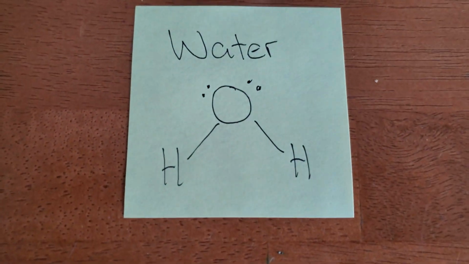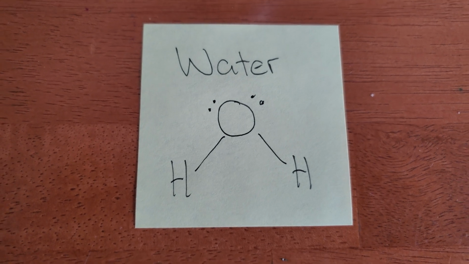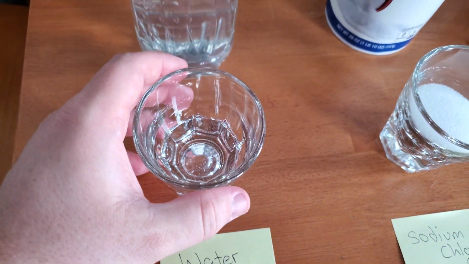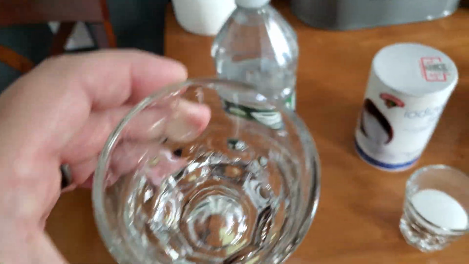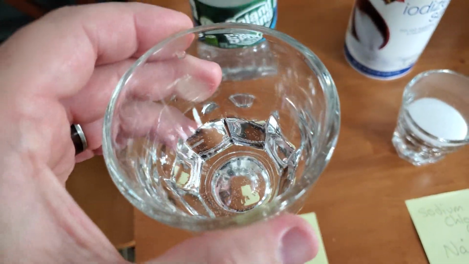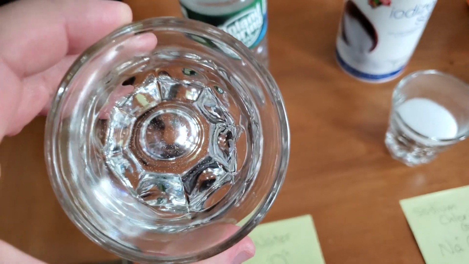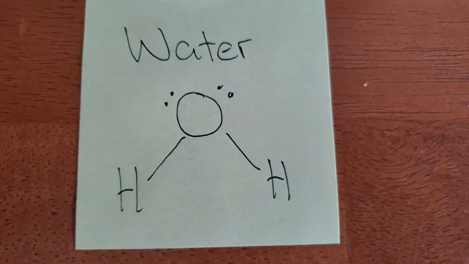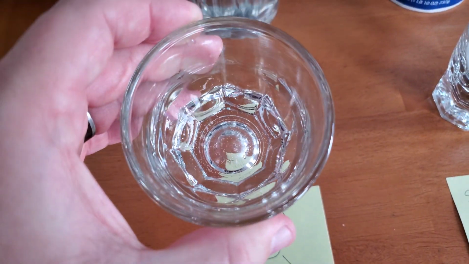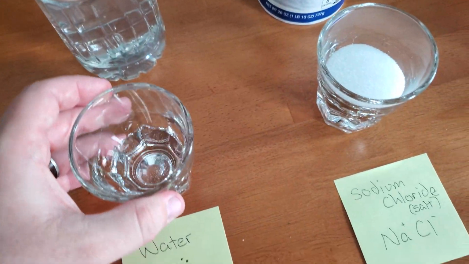This is water, H2O. In my glass here I have a mole of water. You can see it's not very much. It's only 18 milliliters, or about half of an ounce. There's 1 mole of these molecules in this glass. That's water.